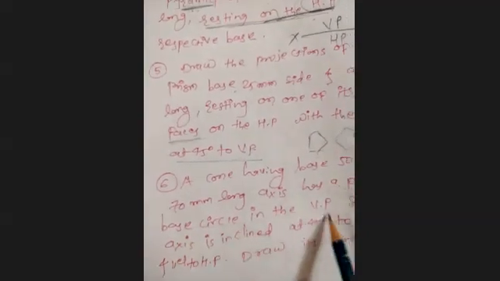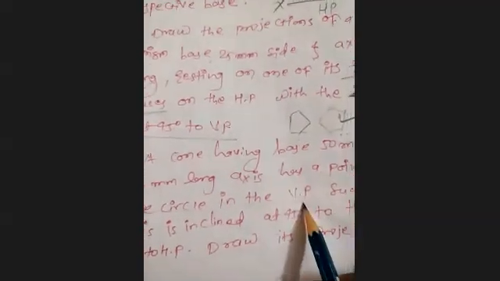Base circle in the VP means above, ma'am. Above XY line. Means first of all, you have to draw one reference line like this. Give the name as X and Y. After that, by using your scale and compass, take 25 mm as a radius like this, and draw one circle here like this.